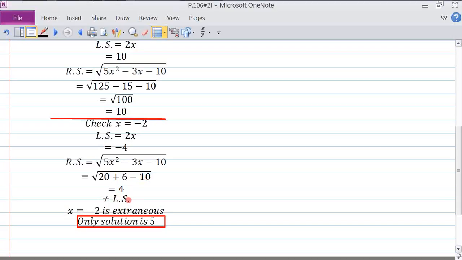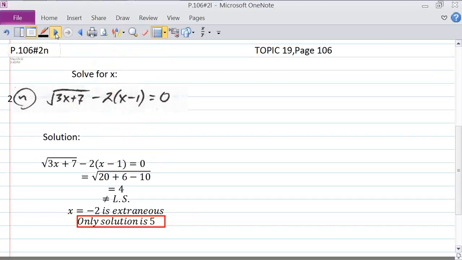It doesn't equal the left side. The left side is minus 4 right here. So minus 4 doesn't equal 4. And so the x equals minus 2 is extraneous. The only solution is 5.